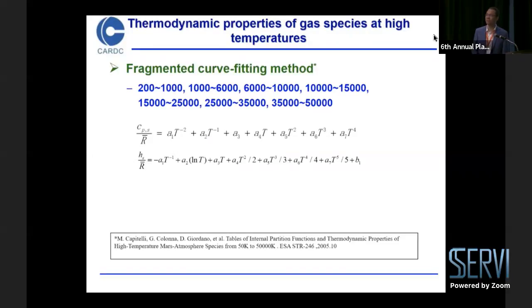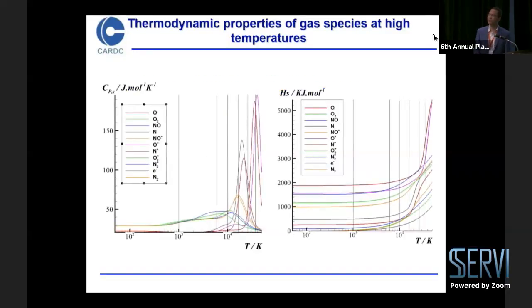Thus, we calculate some thermodynamic properties of gas species at high temperatures up to 250,000 Kelvin. We use the fragmented curve fitting method in the reference. The left picture is the heat capacity at constant pressure. The right picture is the enthalpy of the gas species.